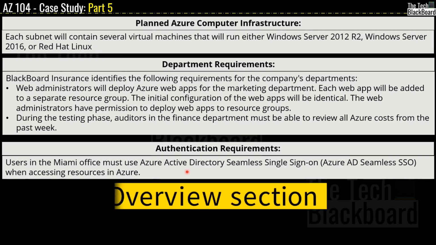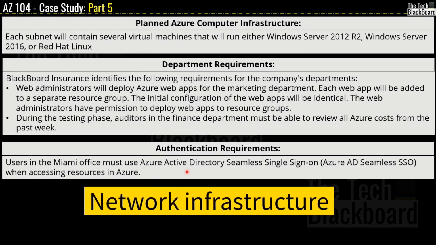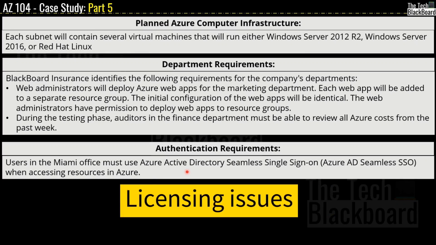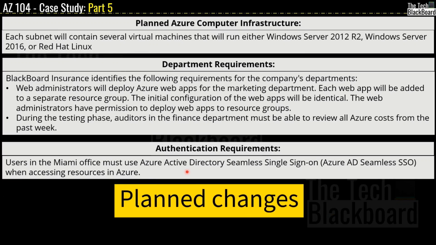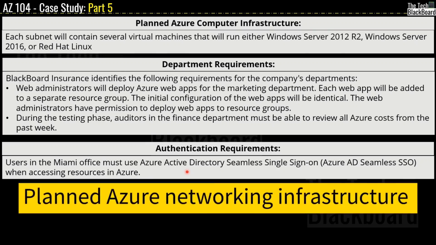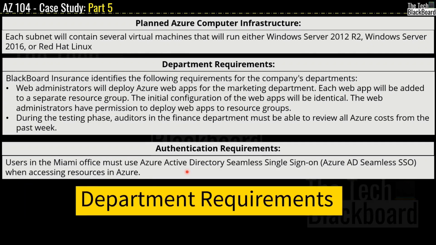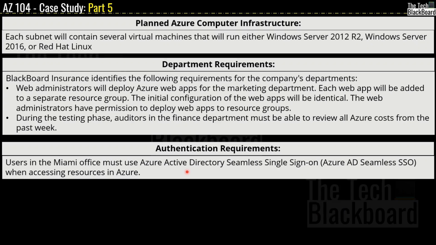We started with an overview section, then we were given details on Active Directory environment, network infrastructure, licensing issues. Then we also checked on planned changes, planned Azure AD infrastructure. We also looked upon planned Azure networking infrastructure, planned Azure compute infrastructure, department requirements, and then finally we saw authentication requirements. Now let's move ahead and see the questions based on this case study.